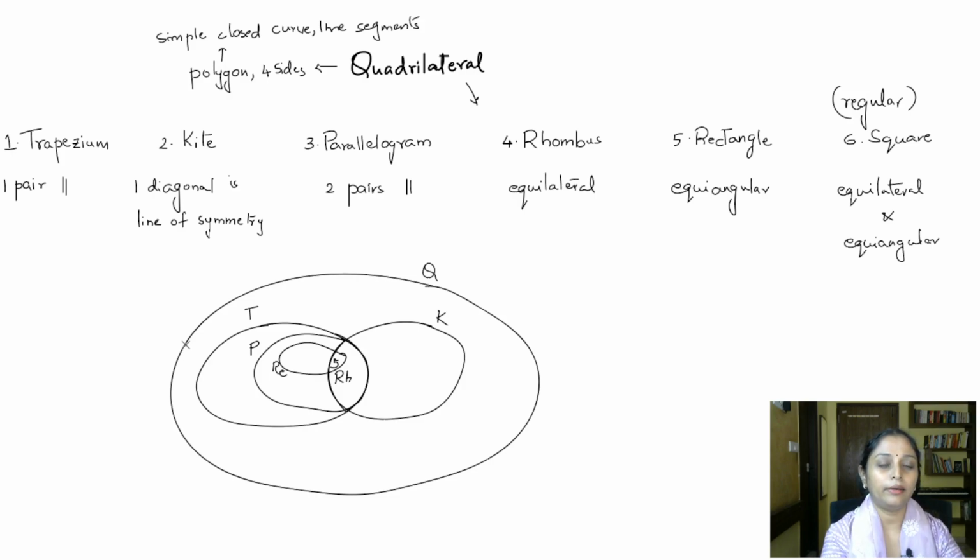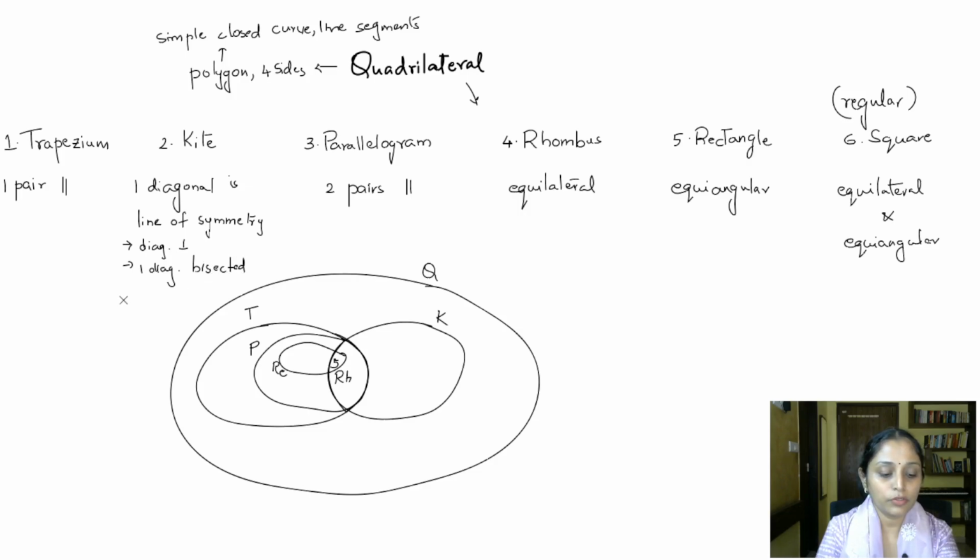For a kite, if you remember, we have seen 4 properties. One is that the diagonals are perpendicular to each other. Okay, diagonals are perpendicular to each other. That is the first property that we have seen. And one diagonal is bisected.